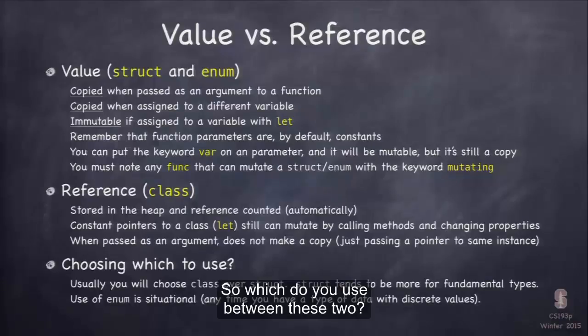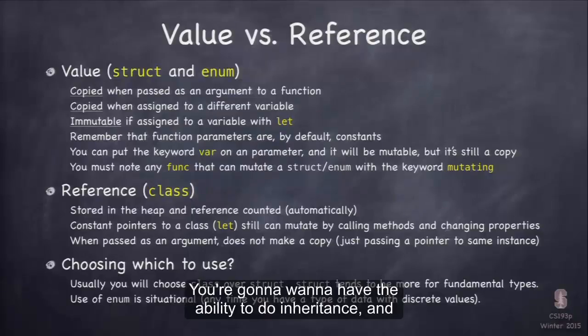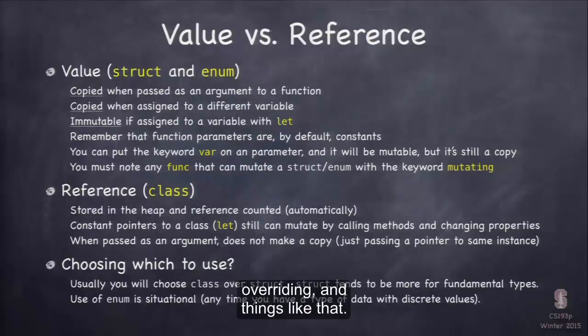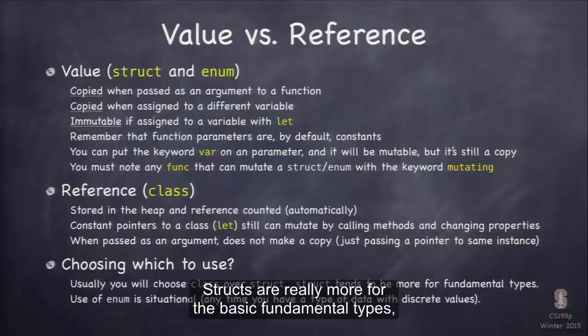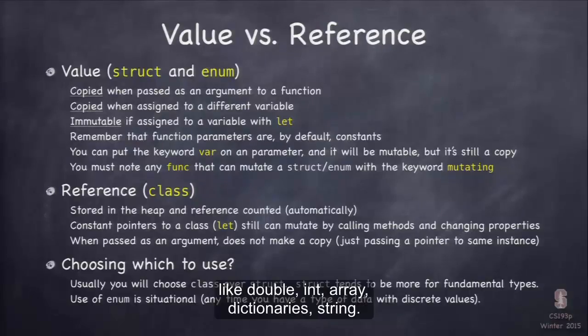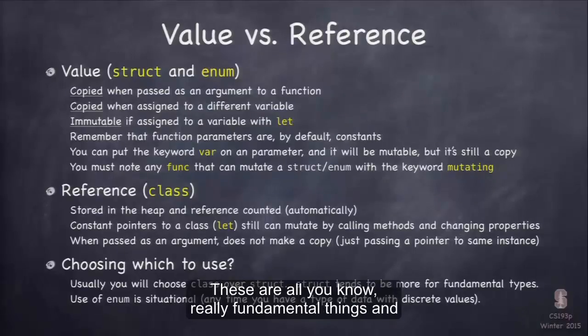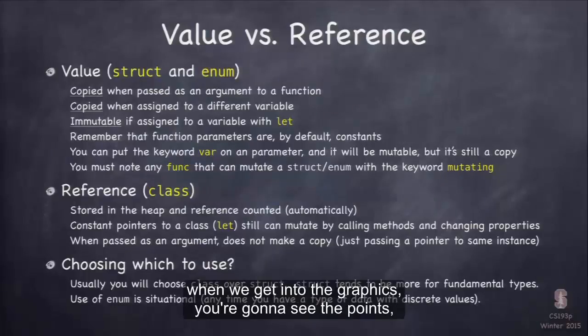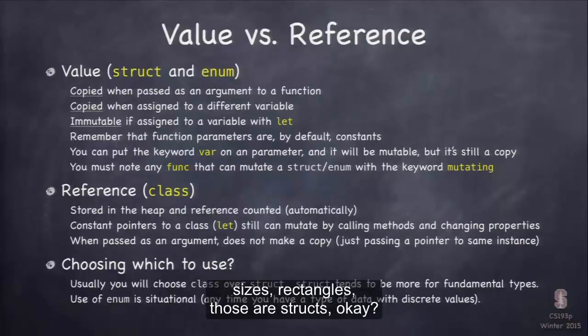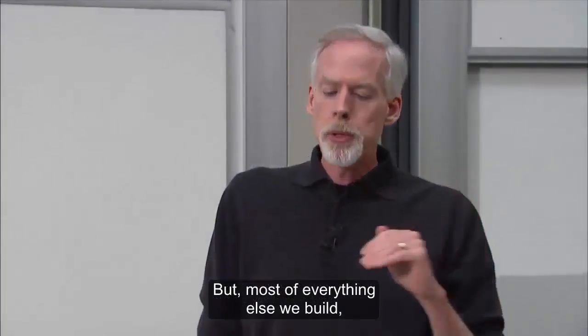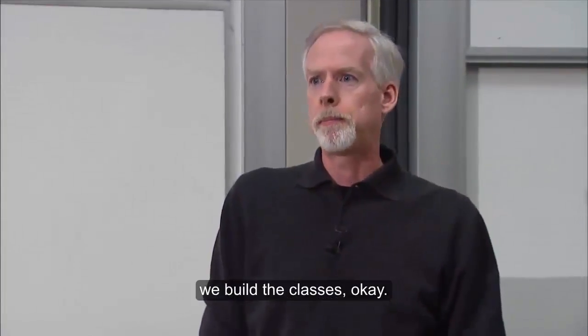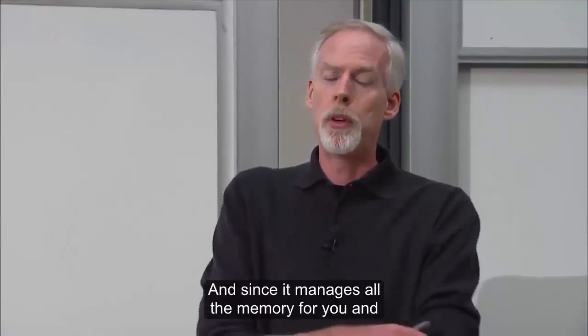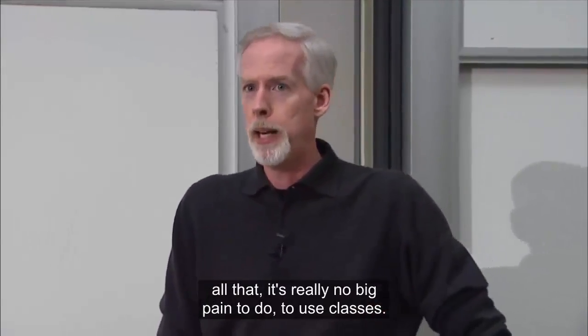So which do you use between these two? Well, 90% of the time you're going to use a class. This is an object-oriented programming language, and you're going to want the ability to do inheritance and overriding and things like that. Structs are really more for the basic fundamental types like double, int, array, dictionary, string. These are really fundamental things. And when we get into the graphics, you're going to see that points, sizes, and rectangles are structs. But most of everything else we build with classes. And since it manages all the memory for you, it's really no big pain to use classes.